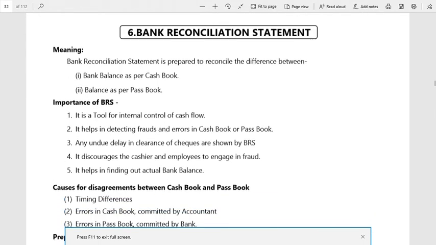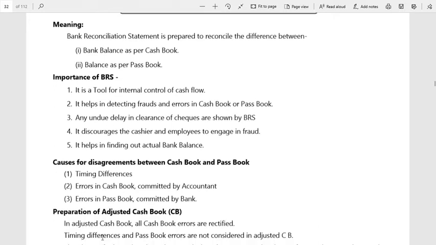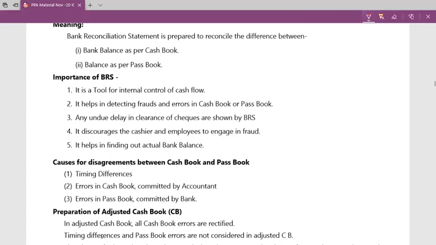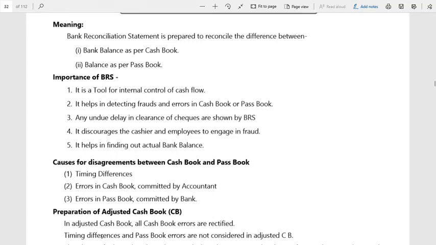So I hope these things in theory we already discussed, BRS. Friends, I hope you have my book. Yes. Now, a bank reconciliation statement is prepared to reconcile the difference between the cash balance as per cash book and the bank balance as per passbook. Importance of BRS: it's a tool for internal control, for the accountant and for management to evaluate the balances. It is one of the internal documents.